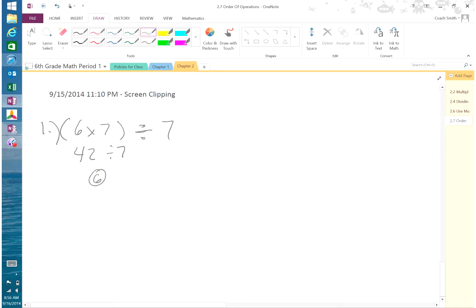Now, if there's not enough room on your sheet of paper, you can do your work on another sheet of paper and then put the answer underneath the problem. But if you do that, you need to have that sheet that you do your work on stapled to your packet. So we don't think you just came in and got them from somebody. All right, do number 2 on your own. Fairly easy.